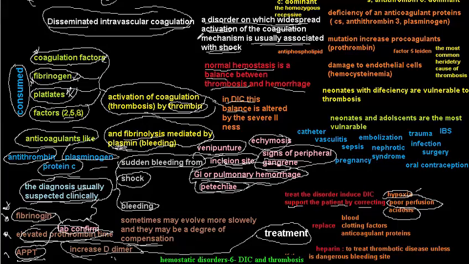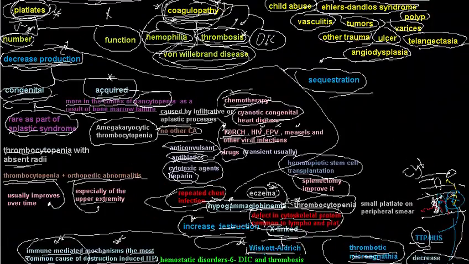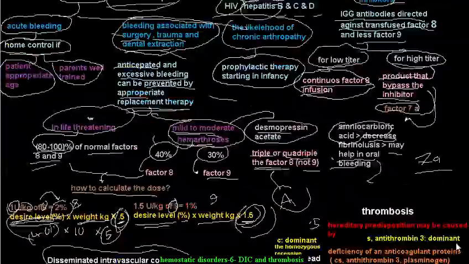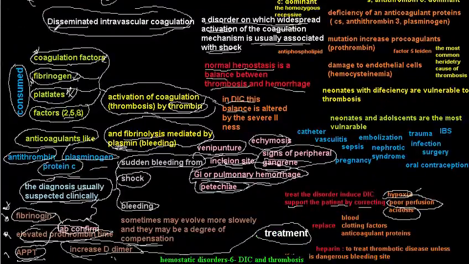So this is the end of the story of the hemostatic disorders. We talked about the platelet disorders, the coagulopathy, hemophilia, von Willebrand disease, and in this video I'm going to talk about DIC and thrombosis, the last two topics in this subject. Okay, so let's start with DIC.